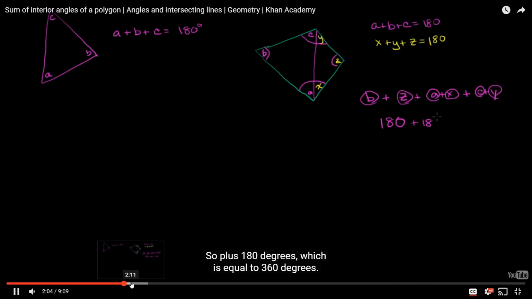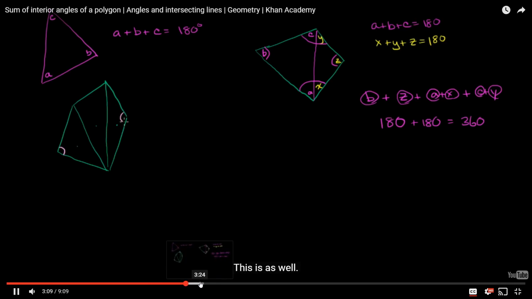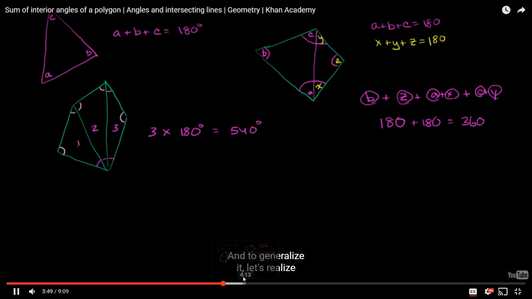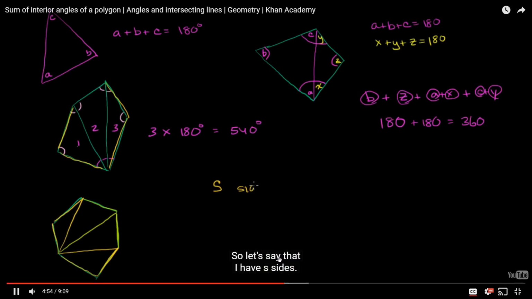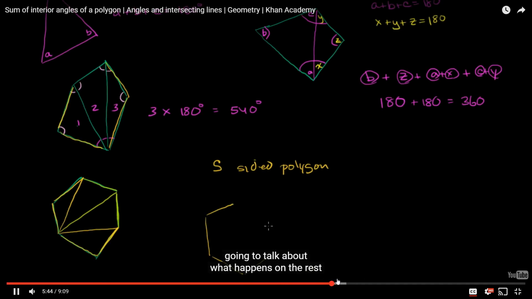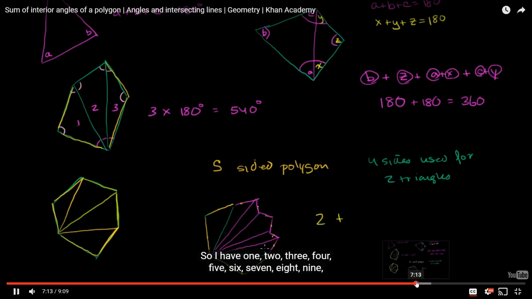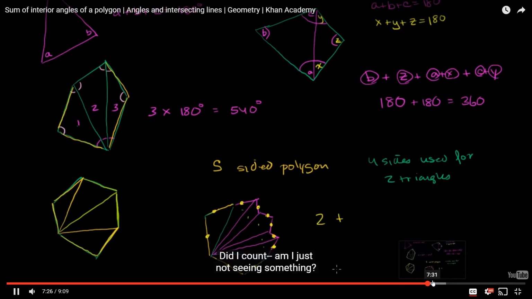So plus 180 degrees, which is equal to 360, and then the triangles of the other are equal. You just break it up into triangles. It's 5 sides, and then maybe we have 2 on the side. I'm not given 2 sides or that, so I could have all sorts of crazy. This side, 6 sides. Am I just not seeing something?